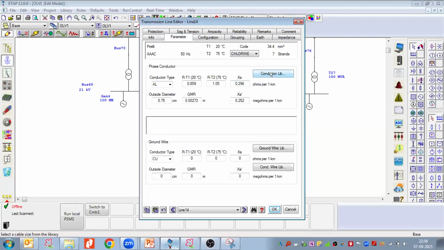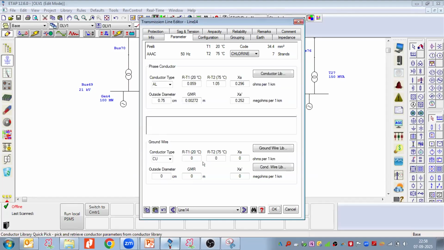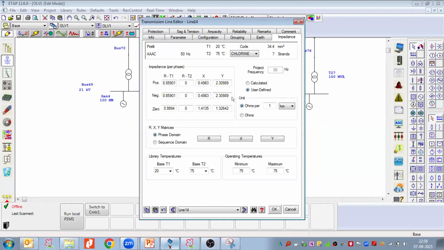Then go to the parameter tab. Here you have the default conductor type; you can select from here. This is option 1. Sir, we could not find the conductor that we use in our real project. For that, go to the impedance tab, click on user defined, and put all your conductor data over here, because you will get the resistance, reactance, and susceptance of the transmission line conductors.